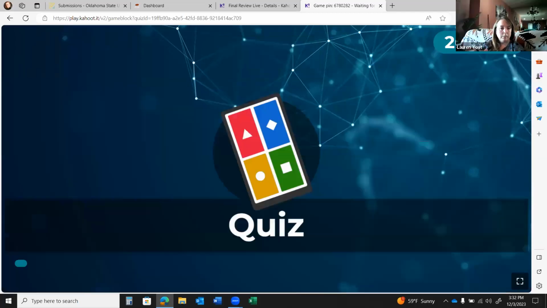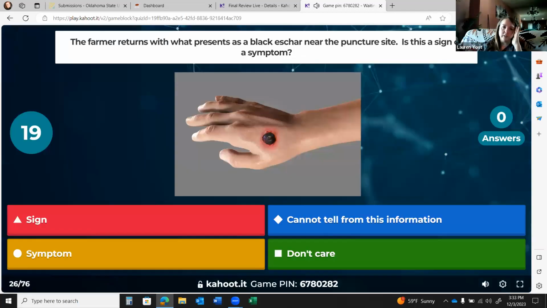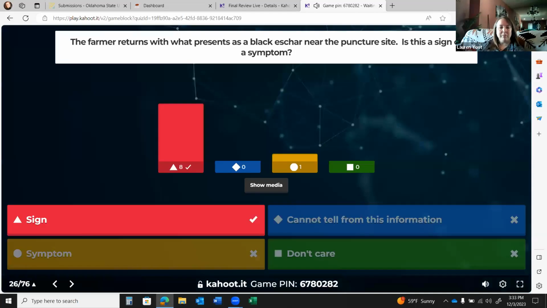All right. Okay, that same farmer returns with a black eschar near the puncture site, where he stepped on the nail, I guess. So is this a sign or is it a symptom? We already know what disease this is going to be. We've seen it in class. Yes, this is going to be a sign. Great job, guys.